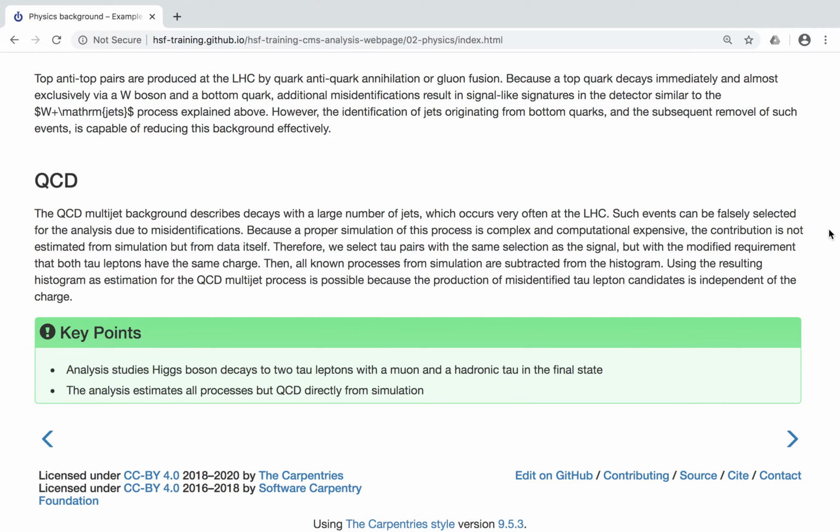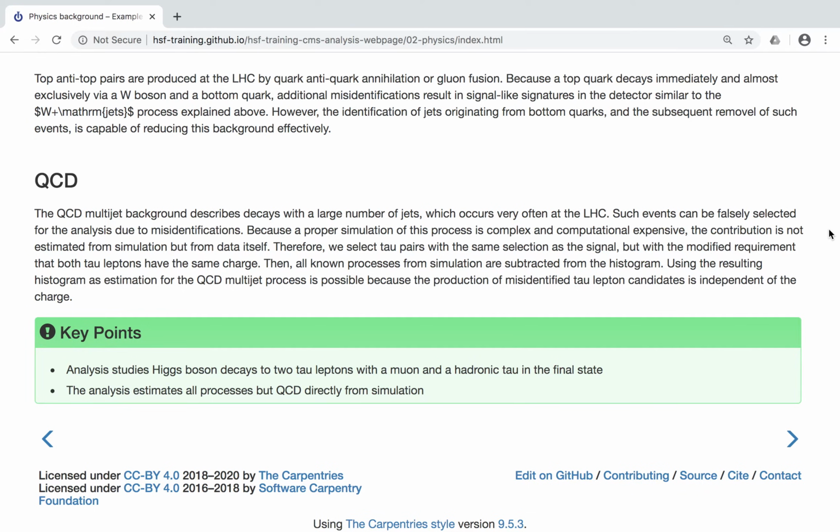And finally, we have the QCD multijet background. This is decays with a large number of events, which is pretty common at the LHC. There's just a lot of QCD stuff going on all the time. And misidentifications can be selected. Essentially, if you have enough jets, you might identify some of them as taus improperly. So simulating QCD is very, very hard.